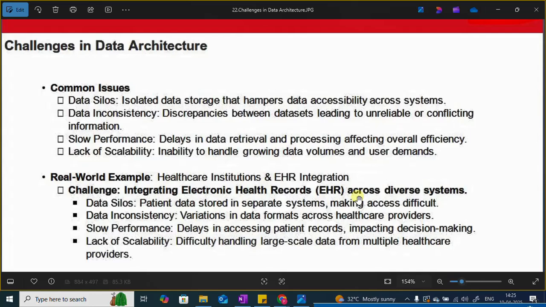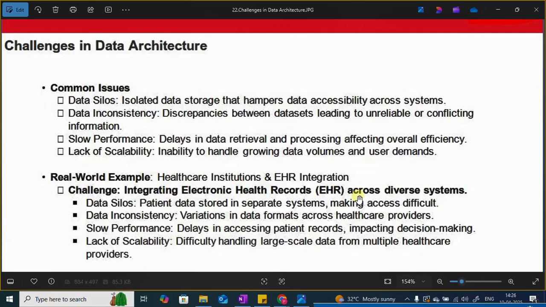Now, data inconsistency: discrepancy between data sets leading to unreliable or conflicting information. Slow performance: delays in data retrieval and processing, affecting overall efficiency. Lack of scalability: inability to handle growing data volume and user demand. Now, a real-world example: healthcare institution and EHR integration.